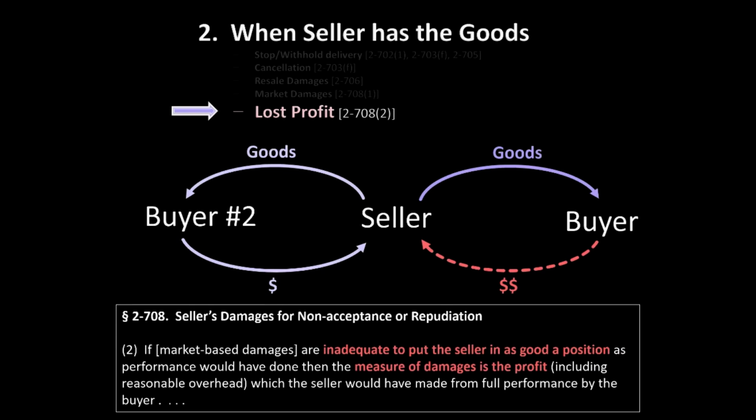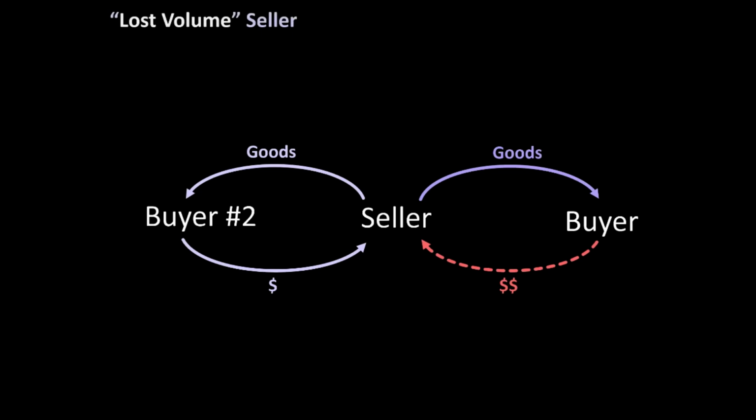Unhelpfully, Article 2 does not explicitly identify the circumstances where that would be true, where the usual market-based damages available to the seller are inadequate to fully protect the seller's expectation interest. But a number of courts have addressed this issue, and the most common circumstance in which this provision has been invoked by the courts is where the seller is what is called a lost volume seller. What do we mean by a lost volume seller?